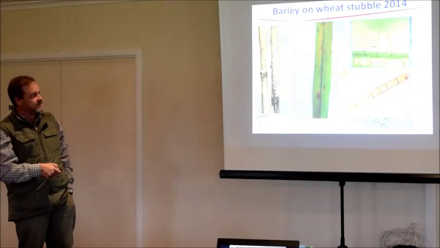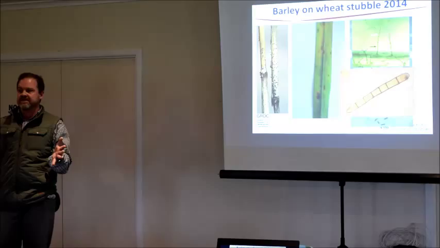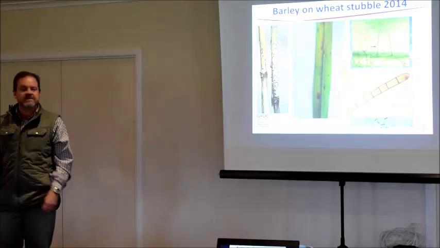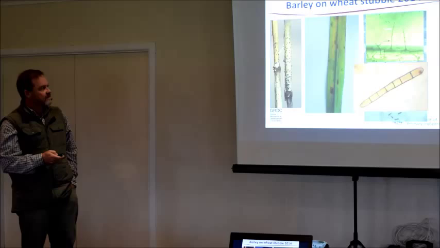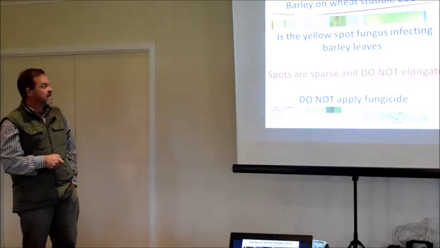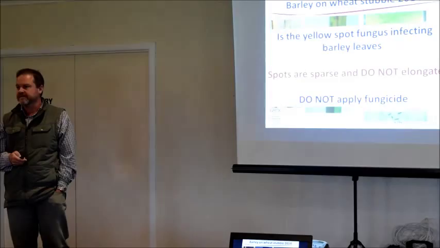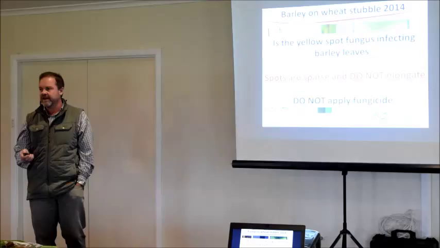What's happening on barley on wheat stubble is the yellow spot fungus can't tell whether it's a barley leaf or a wheat leaf. It's not that smart, thankfully. It lands and infects. The barley's actually resistant, gets infection of some cells, and then kills it off. The spots don't elongate, and they tend not to produce many spores, so it's quite hard to get the spore out. So yellow spot fungus can infect barley leaves in that situation. Spots are sparse, they don't elongate, and certainly haven't shown any benefit from fungicides. It's not taken out enough green leaf area, so it stays confined to the lower canopy and doesn't progress up.